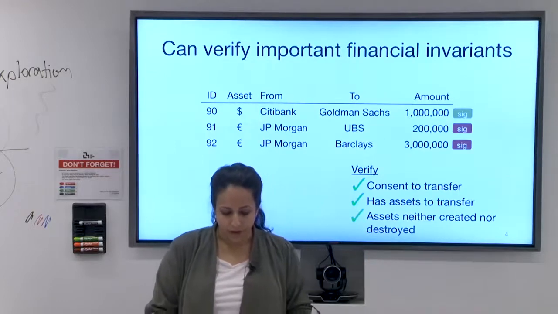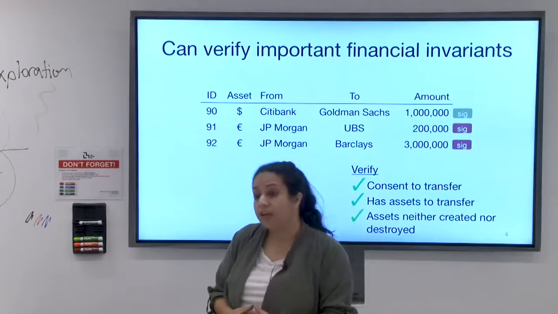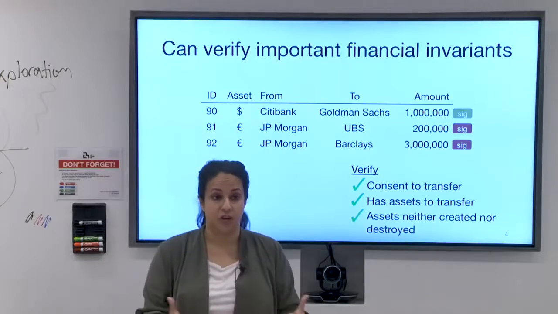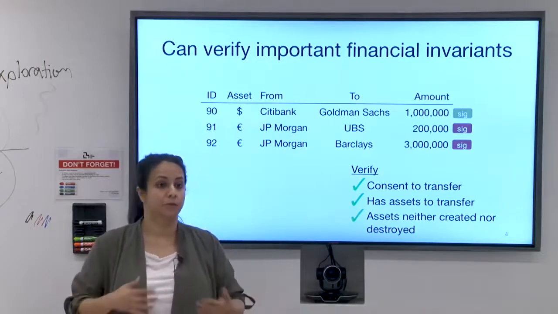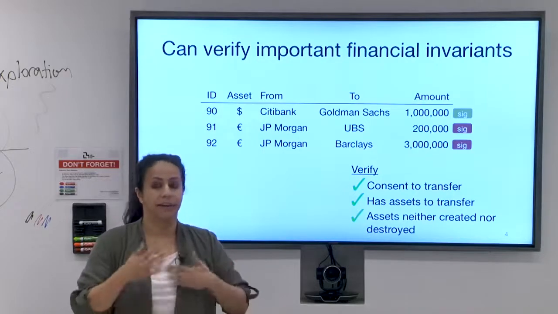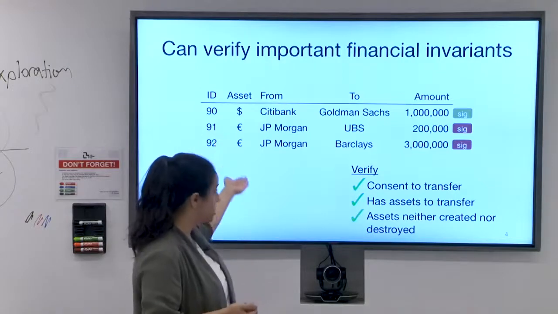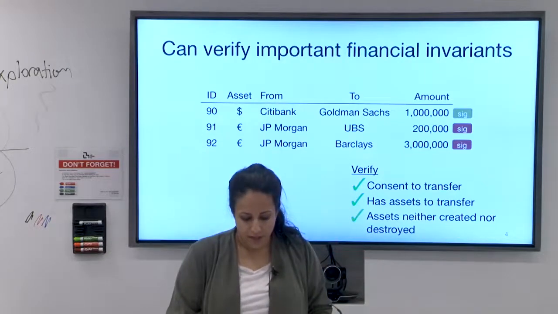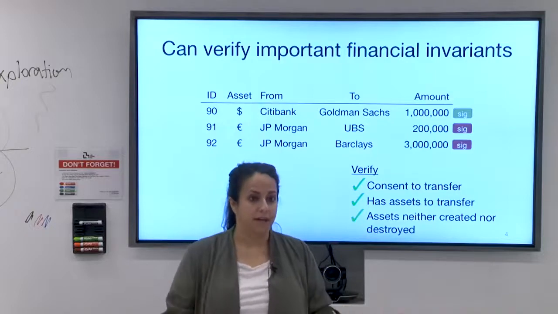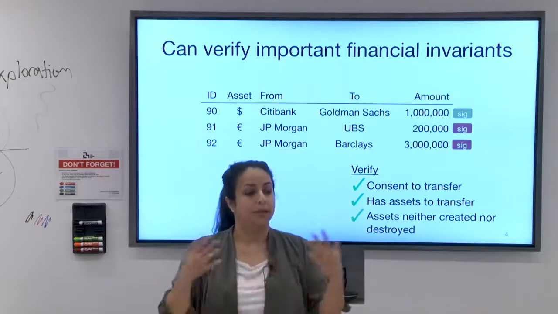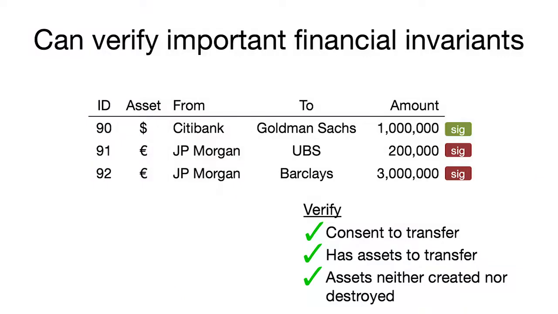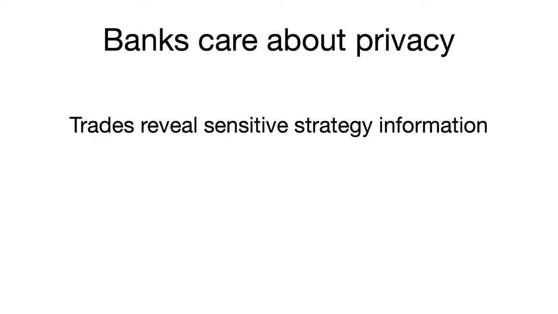Now, if this ledger were being maintained by an exchange, then the exchange would be responsible for verifying and validating that all of these transactions are correct. If this ledger is being maintained by the participants, as a permissioned blockchain, then everyone can verify and validate that these invariants are being maintained by looking at the blockchain, by checking the signatures, right? So that's great, except for the fact that privacy is really, really important.